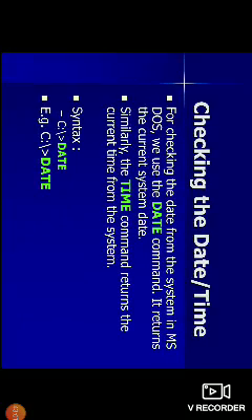Next one is checking the date or time. Using the date command we can check the date, and using the time command we can check the time. At the command prompt type date and press enter key. To check the time, type time at the command prompt and press enter key. Now it displays the date or time, and if you want to change it, change it, otherwise leave it.